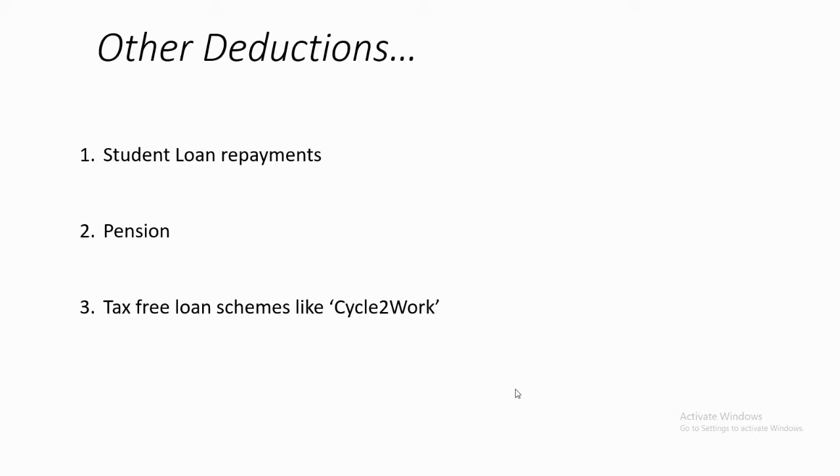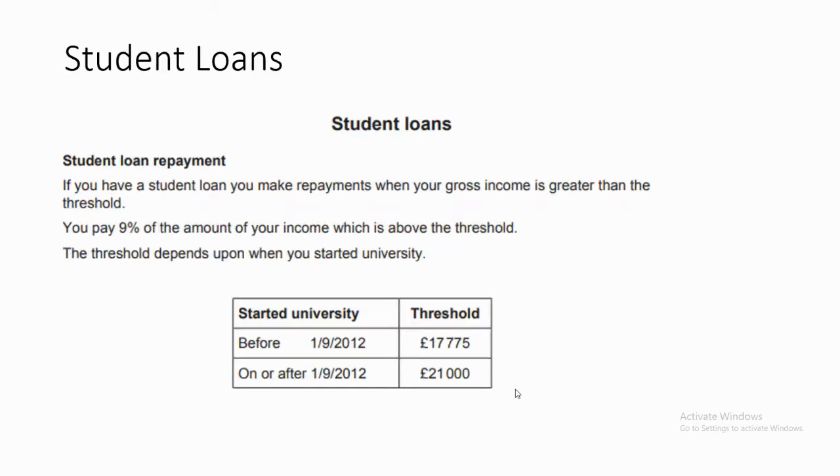What I'm going to start this lesson with is 3 other deductions: student loans, pension and tax-free loan schemes. And then we'll use this information, as well as what we've already learnt, to do some full pay calculations for various case studies. Okay, starting with student loans.